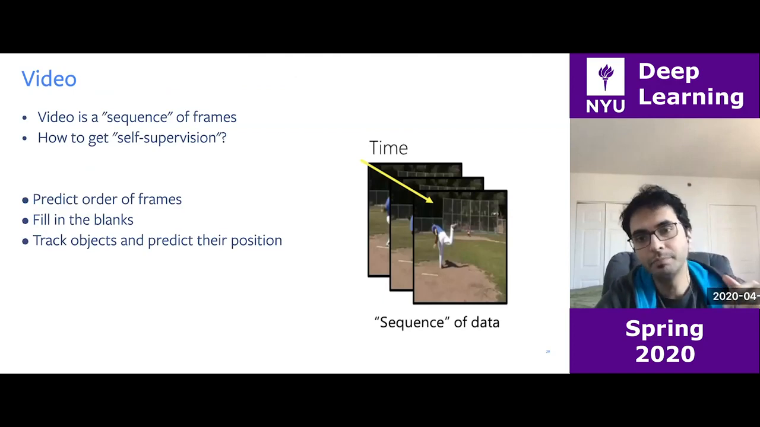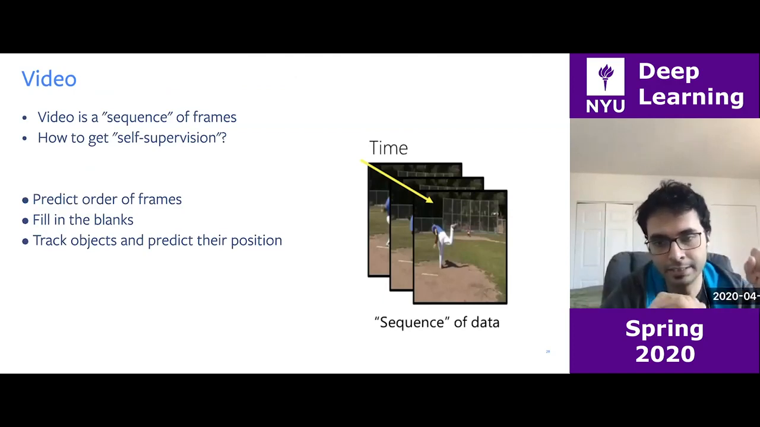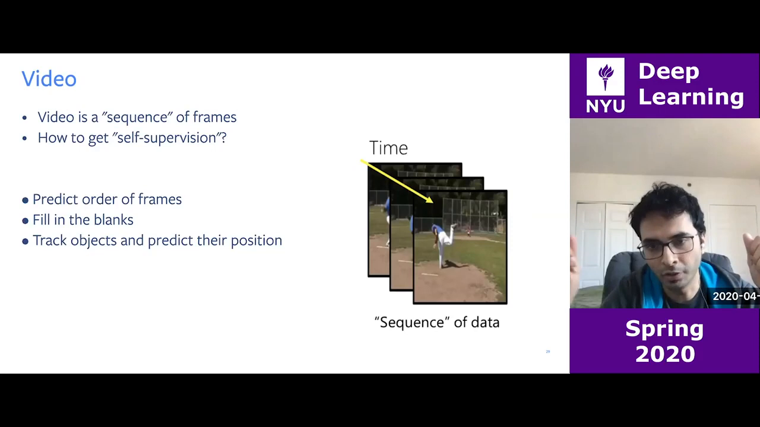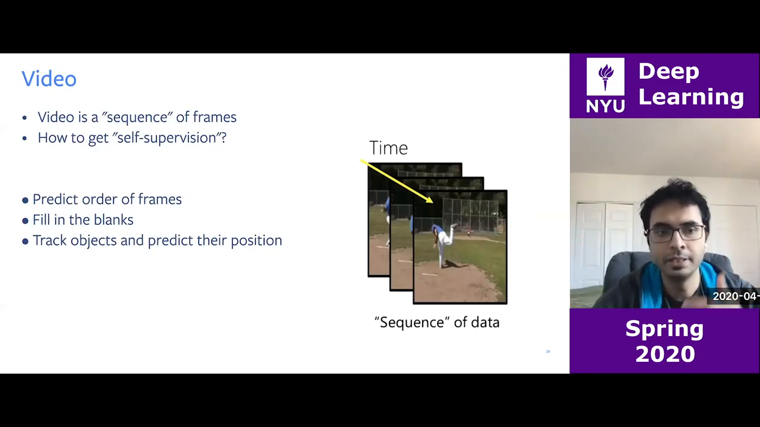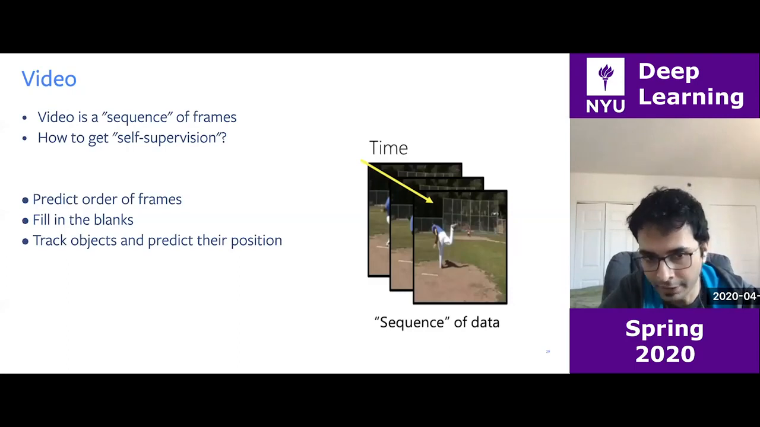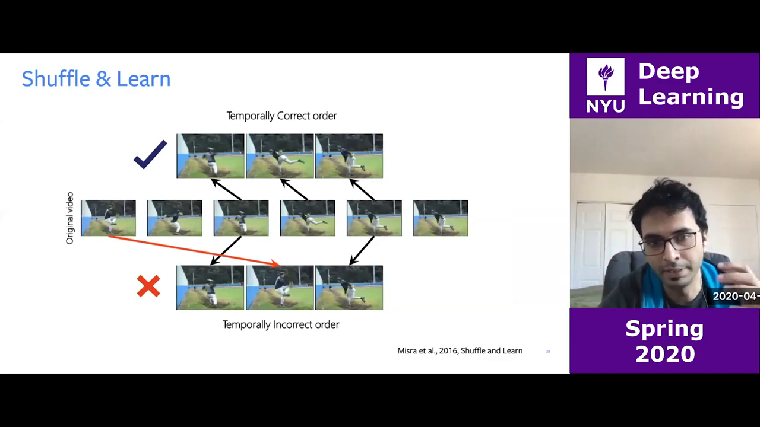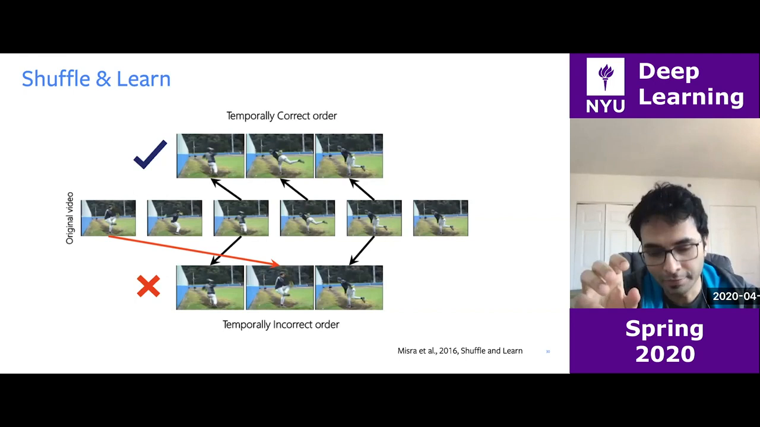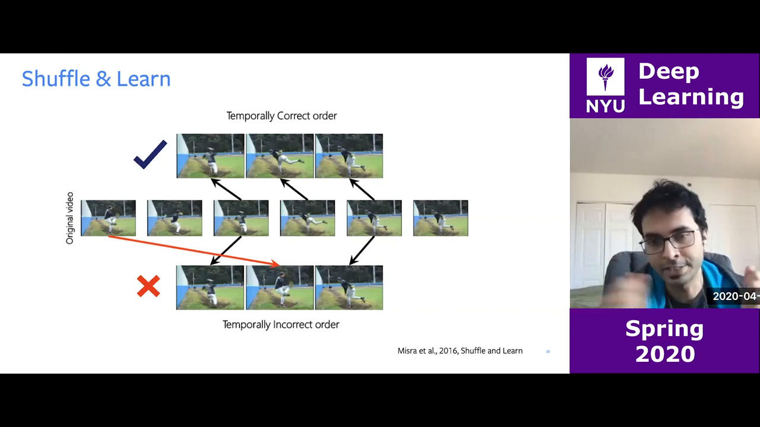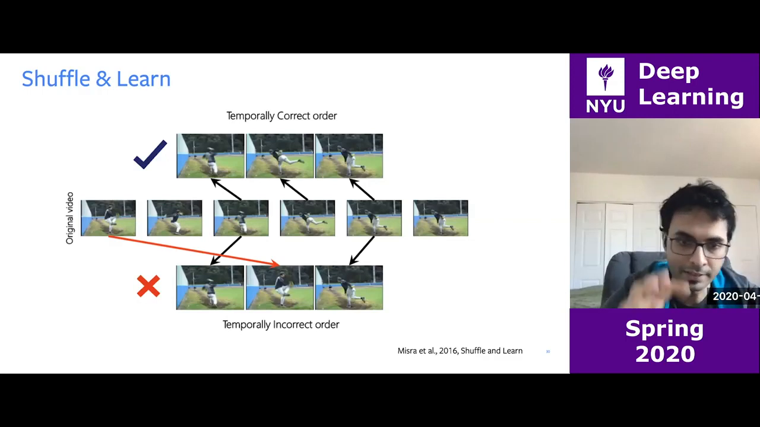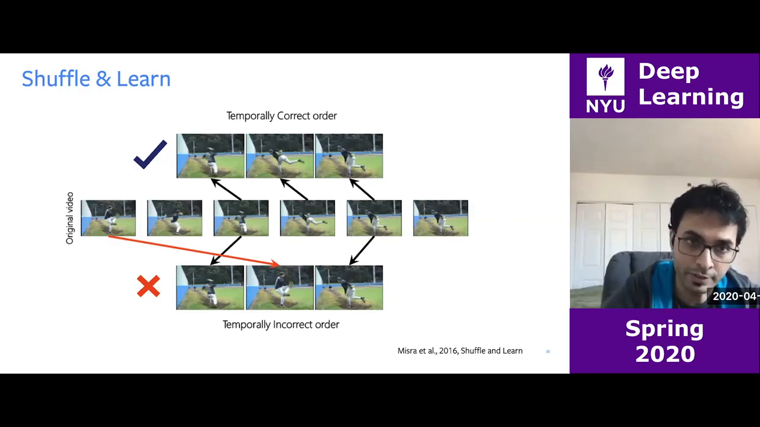So in video, the main source of supervision is this notion of sequentiality of frames. So frames basically have an inherent order in them, and you want to use that order to get something. For example, predict the order of frames or fill in the blanks and a bunch of other pretext tasks that are all dependent on sequential nature. So here I'll talk about one of the works that I did in 2016, which was about predicting the temporally correct or incorrect order of frames. This is very much inspired from earlier work that Jan and others did on sequential ordering of frames through contrastive learning. And I'll talk about those towards the end when I talk about contrastive learning.